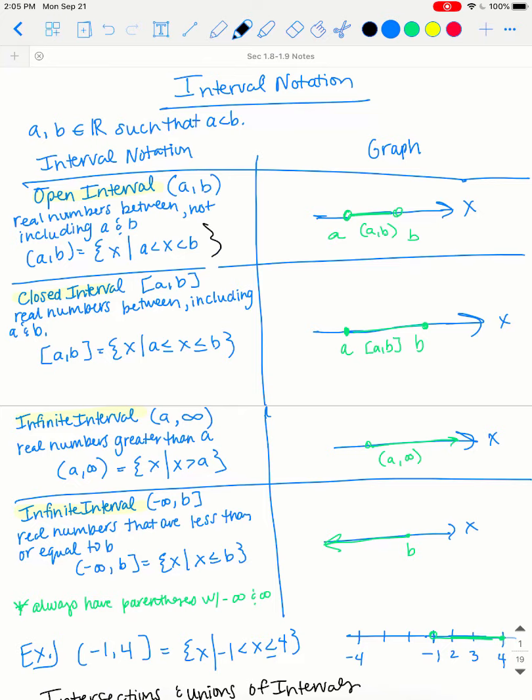that in interval notation. So we have a and b in parentheses, and in set builder notation, x such that x is greater than a but less than b. And in a graph, we do this by having open dots, which means that they're not including a and b. And then the solutions are all those numbers in between, so I have it shaded green.